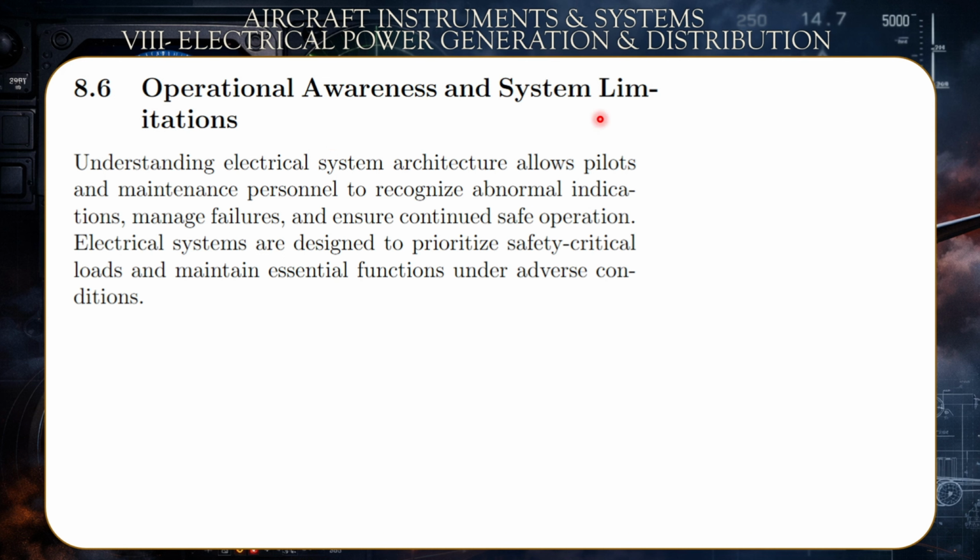Operational awareness and system limitations. Understanding electrical system architecture allows pilots and maintenance personnel to recognize abnormal indications, manage failures, and ensure continued safe operation. Electrical systems are designed to prioritize safety-critical loads, the instruments that are the most essential for navigation and situational awareness, and maintain essential functions under adverse conditions. What would be such adverse conditions?